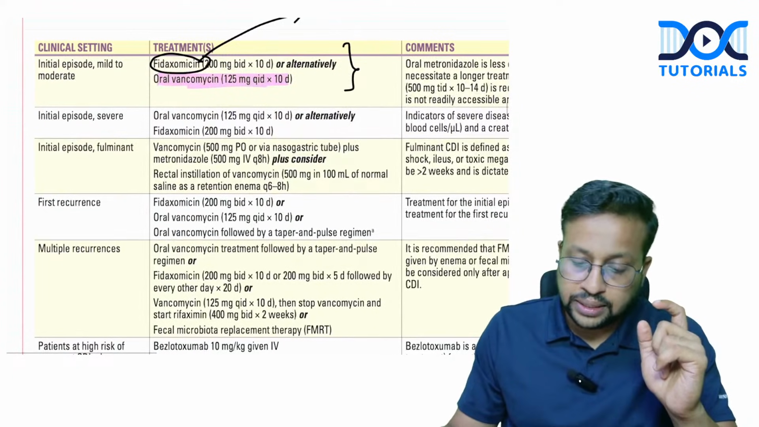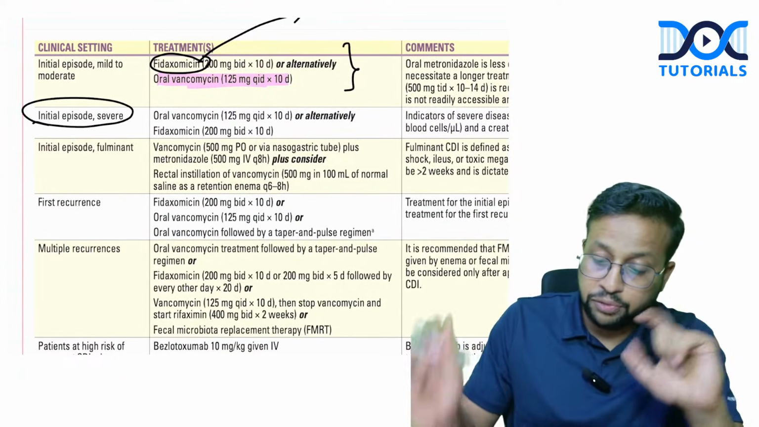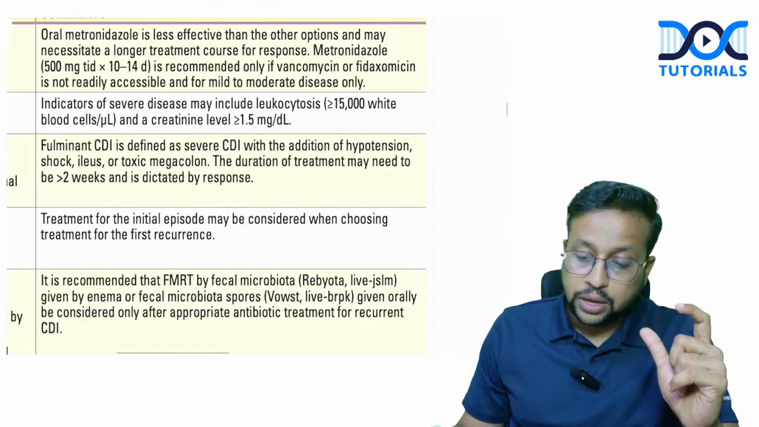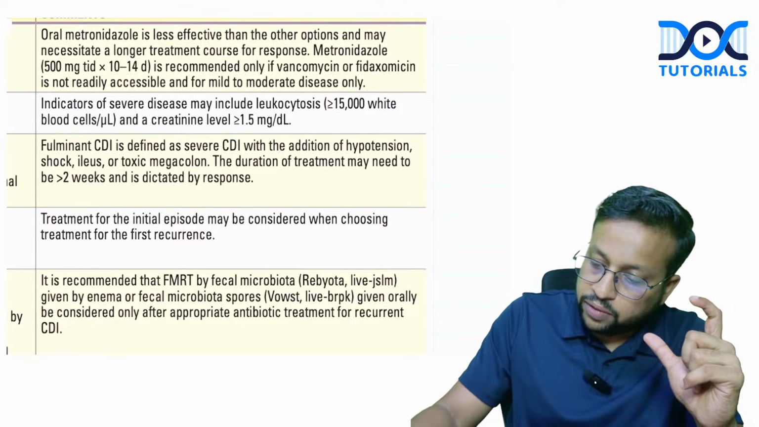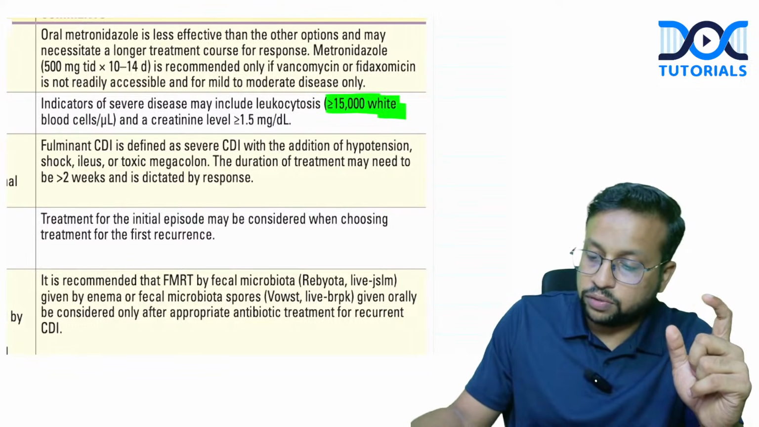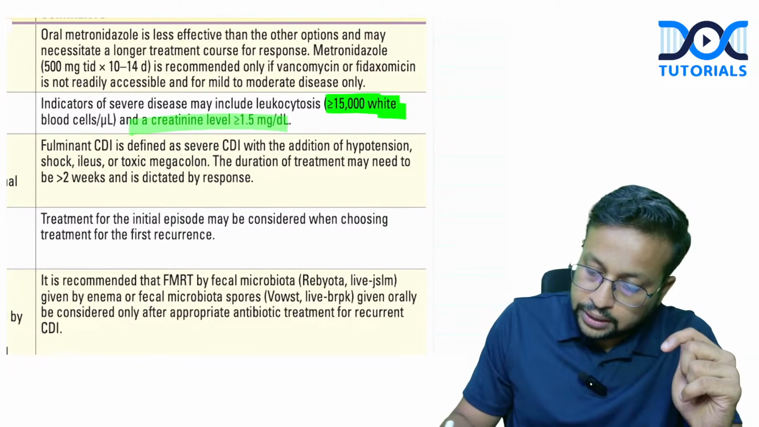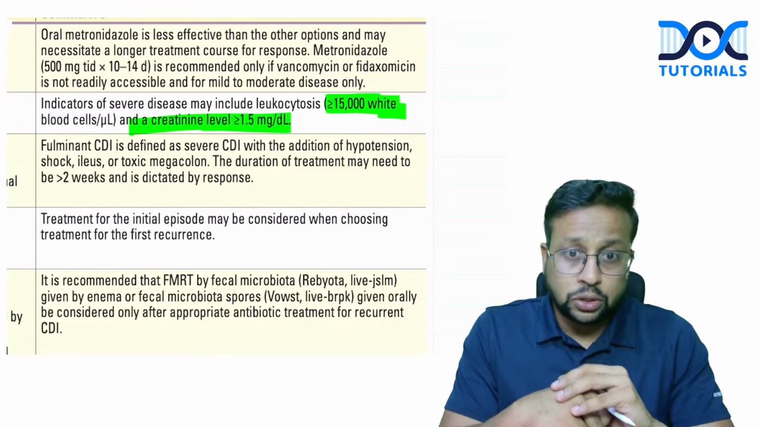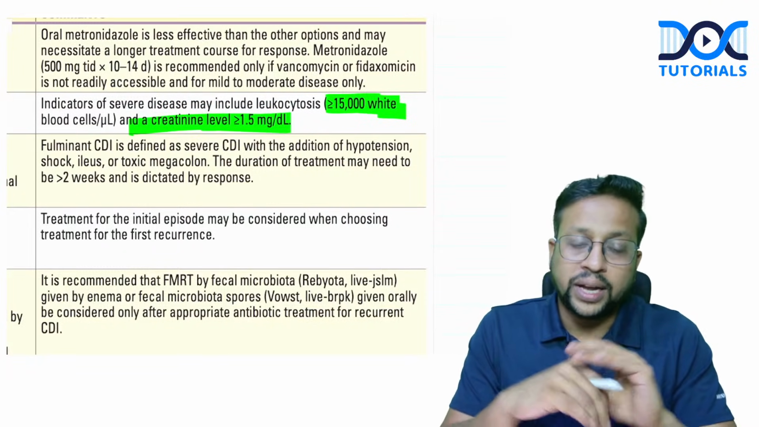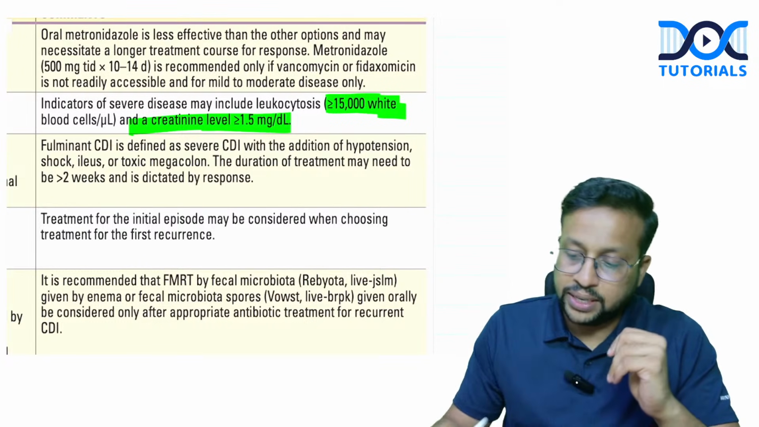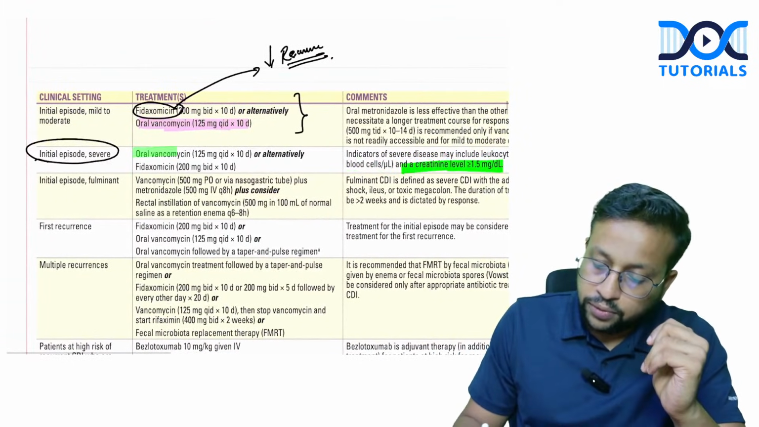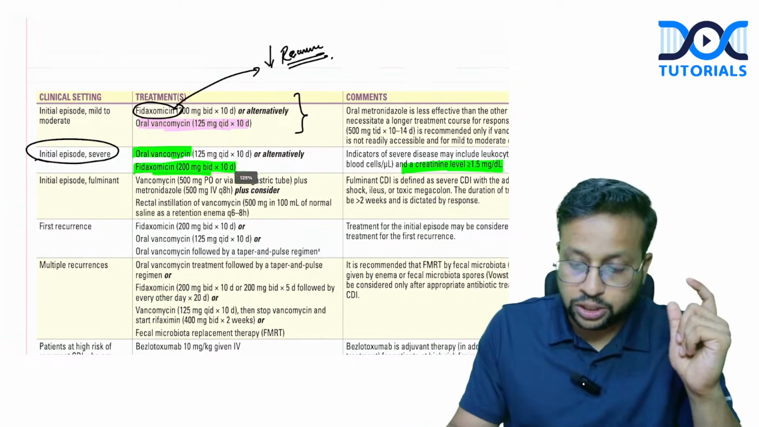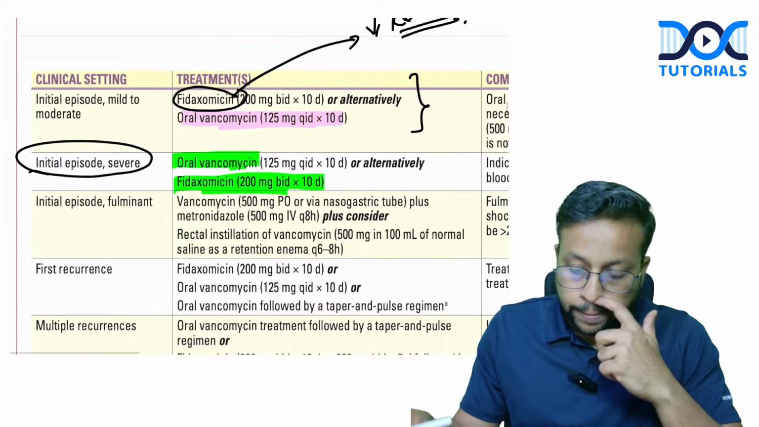Now, if you also look at the second one, if you have an initial episode which is severe, what is a severe Clostridioides difficile infection? You call it severe if you have a leukocytosis more than 15,000, or your creatinine is more than 1.5. If a patient with Clostridioides difficile infection has a total leukocyte count more than 15,000 or a creatinine level more than 1.5, you'll call it a severe disease. Here you can see that the treatment of choice, first option that is given, is oral Vanco, and fidaxomicin is given as an alternative here. All right. Now that is important.